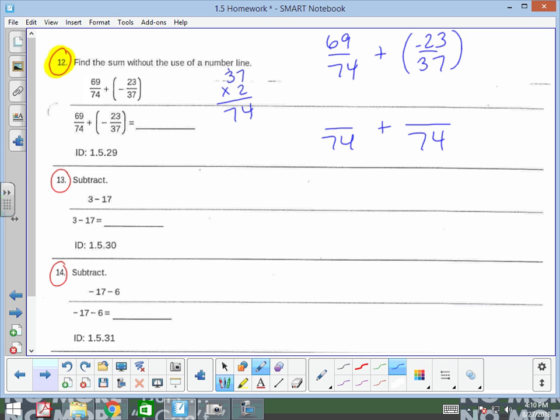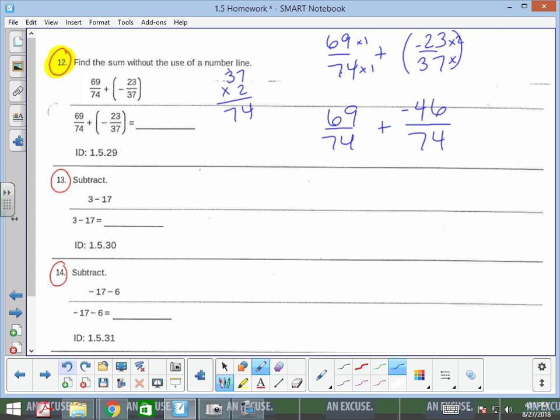So 74, when we divide 74 by 74, we get 1. So basically, I'm just multiplying by 1. But when I divide 74 by 37, I get 2. So we're multiplying by 2 on bottom and top. So that will be -46 over 74. Oops, I left off the 69. All right, so they have different signs. 69 is actually positive, 46 is actually negative. So we're going to subtract the numerators only, and we get 23. So this answer is 23 over 74.